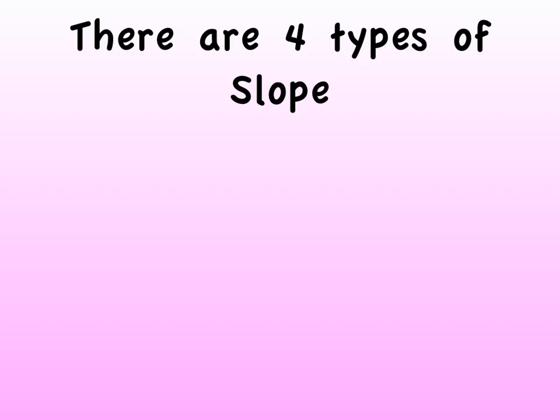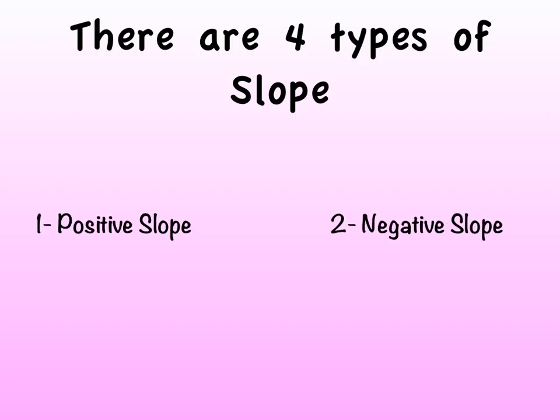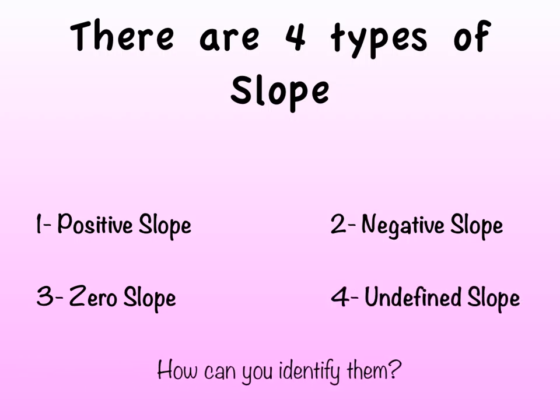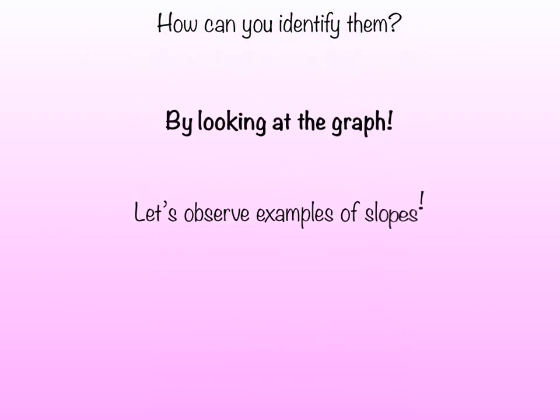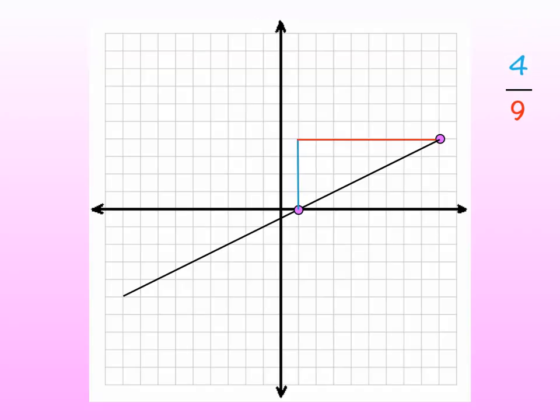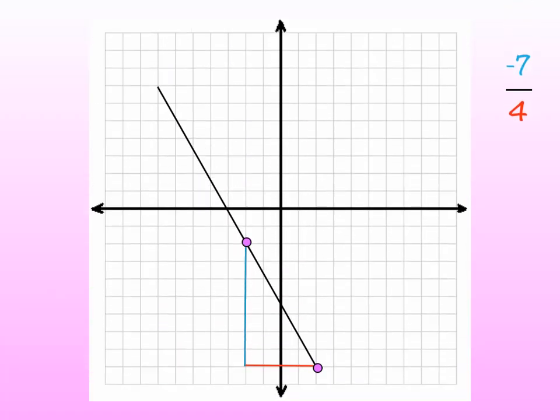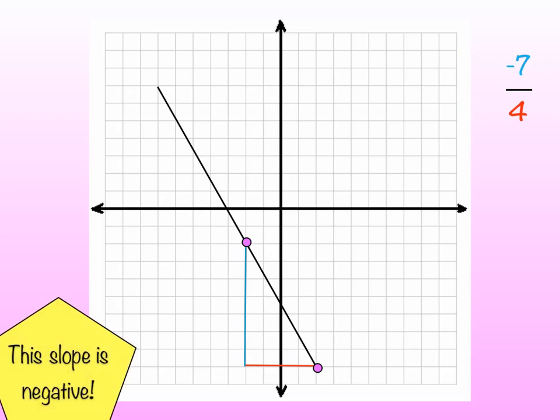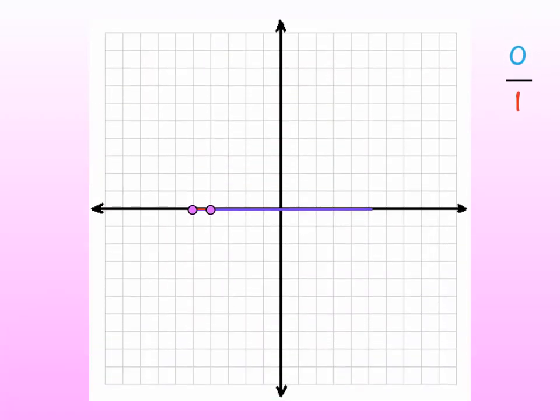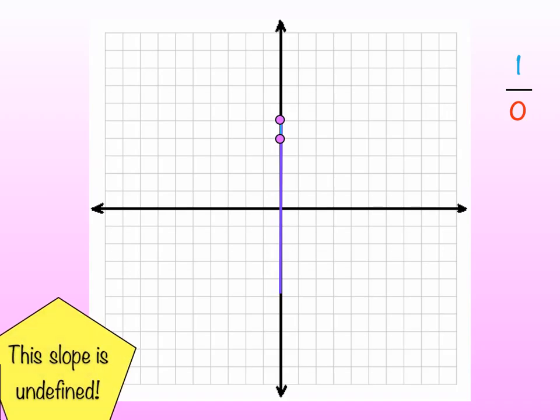There are 4 types of slope: positive slope, negative slope, zero slope, and undefined slope. How can you identify them? It's pretty easy, by looking at the graph. Let's observe some examples of slopes. Here we have a positive slope since we're going up and to the right. Here we have a negative slope because even though we're going to the right, we are also going down. Here we have a zero slope since 0 divided by any number is always 0. Here we have an undefined slope since any number divided by 0 is not possible, so the slope is undefined.